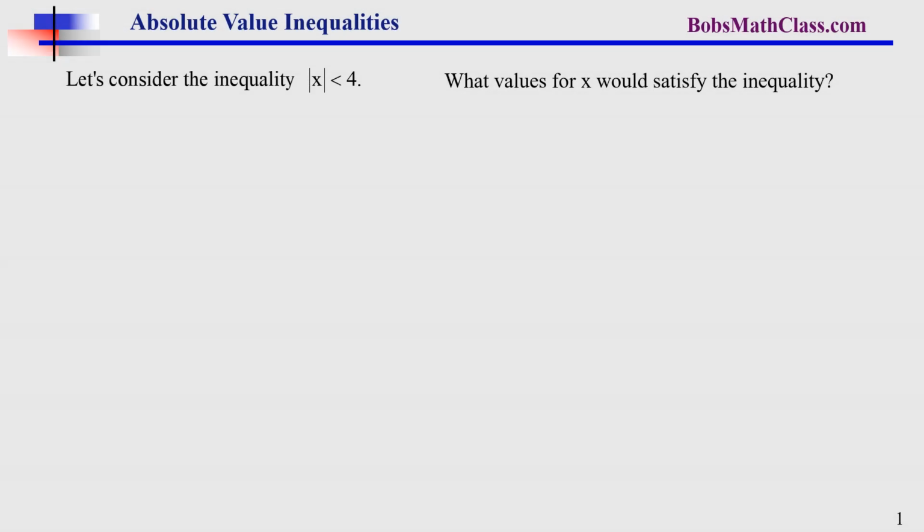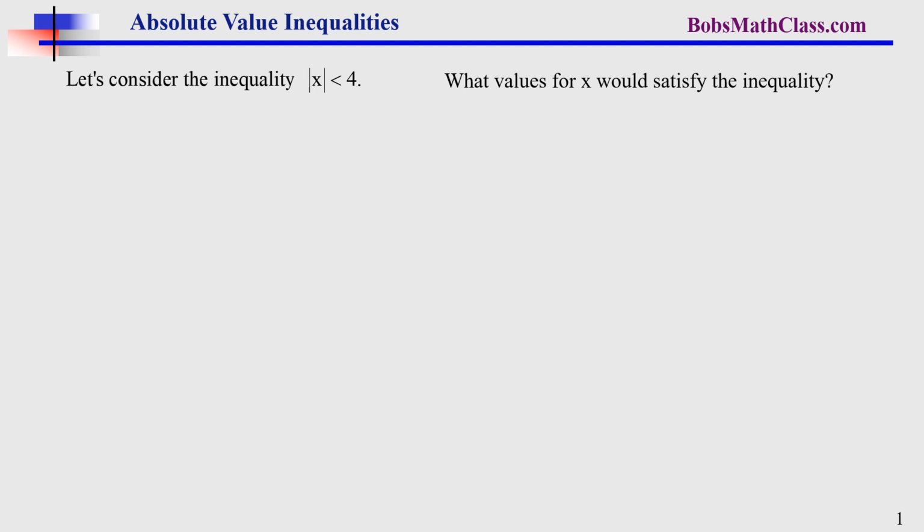Welcome. This video is on absolute value inequalities. So we have the absolute value and we have an inequality symbol: a less than, a greater than, a less than or equal to, or a greater than or equal to. Let's look at this inequality. The absolute value of x is less than 4. What values for x would satisfy this inequality?